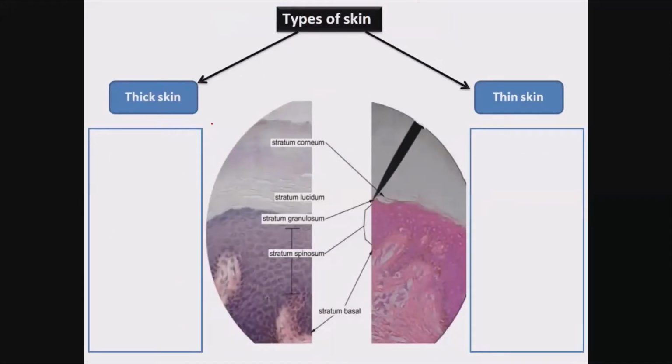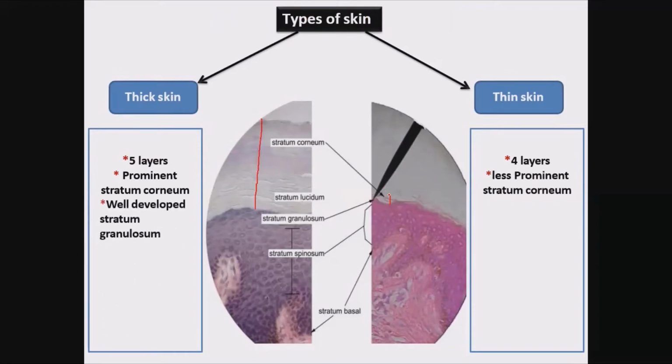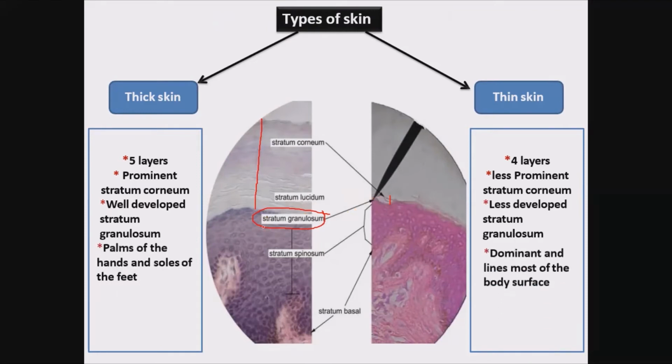Now coming to the differences of thick skin and thin skin. In our body, we have two types of skin. The skin of the palm and sole is classically thick skin, and the major part of the rest of our body is covered by thin skin. Thick skin usually consists of 5 layers with prominent stratum corneum. We can see the stratum corneum is very thick here. In thin skin, the stratum corneum is this much only, so less prominent. Stratum granulosum will be well developed in thick skin, less developed in thin skin. Palms of the hands and soles are the classical example of thick skin.